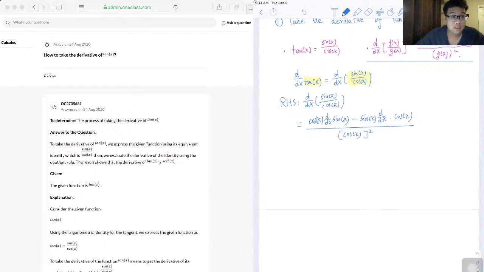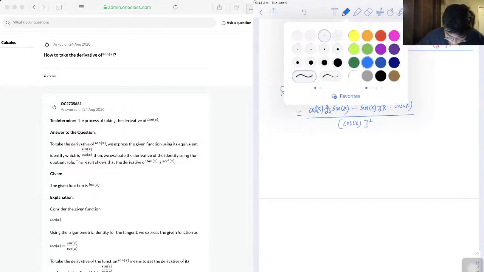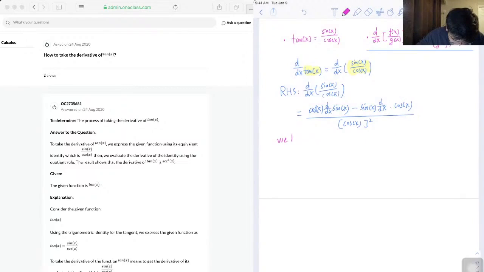So it is known that the derivative of sine x is cosine x. I'll write that down. We know the derivative of sine x is cosine x. The derivative of cosine x is negative sine x.